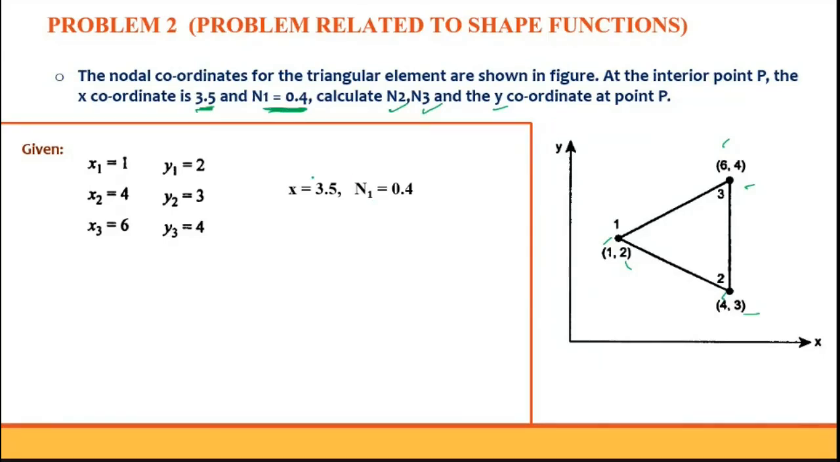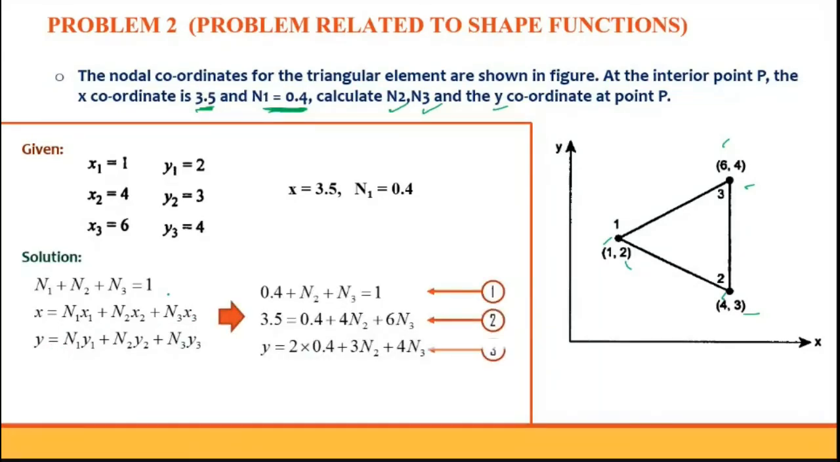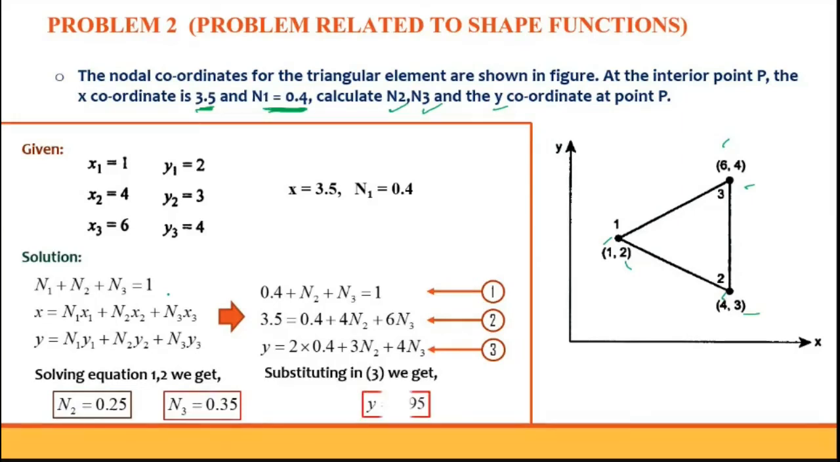Use the same relations. N1 plus N2 plus N3 is equal to 1. X is N1 X1 plus N2 X2 plus N3 X3, and Y is the same. Substitute all these things and you'll get the equations. Of course, here also you have three unknowns and three equations. You can solve these three equations, and you will get the values of N2 and N3. Substitute those, and you will get the value of Y.